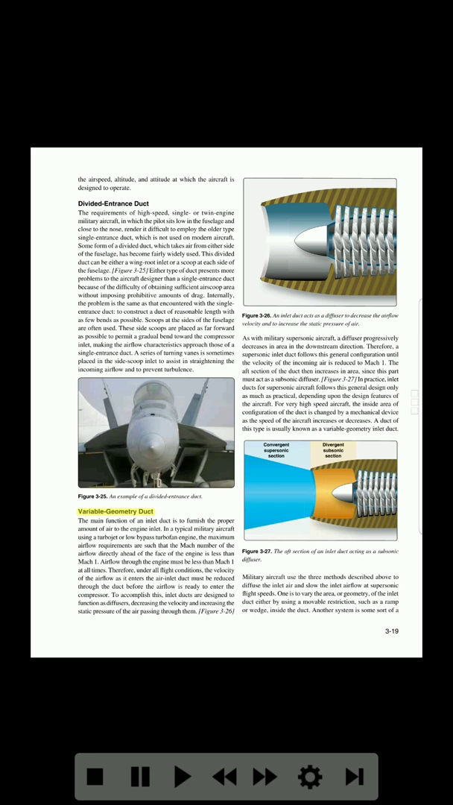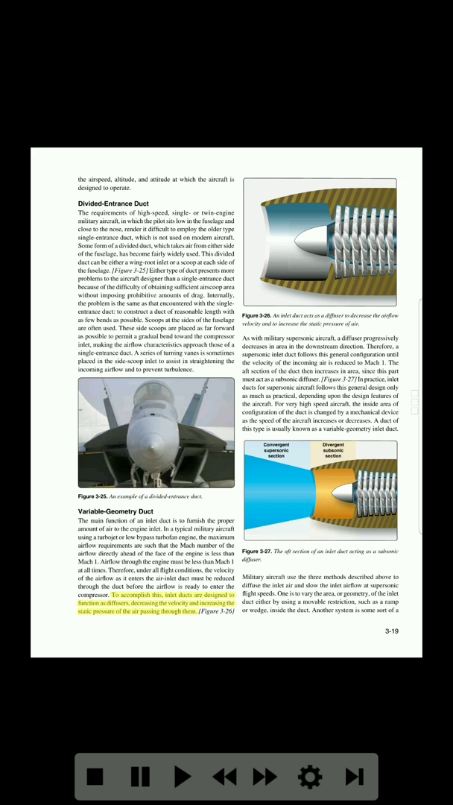Variable geometry duct. The main function of an inlet duct is to furnish the proper amount of air to the engine inlet. In a typical military aircraft using a turbojet or low-bypass turbofan engine, the maximum airflow requirements are such that the Mach number of the airflow directly ahead of the face of the engine is less than Mach 1. Airflow through the engine must be less than Mach 1 at all times. Therefore, under all flight conditions, the velocity of the airflow as it enters the air inlet duct must be reduced through the duct before the airflow is ready to enter the compressor.